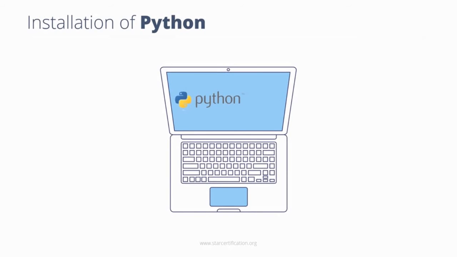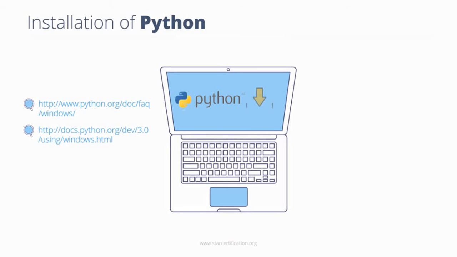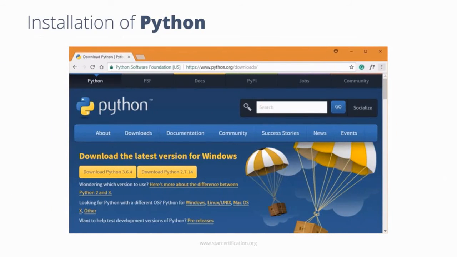Before using Python, you must install it on your system. You can read the instructions for installation available on the websites. The URL of the websites are listed on the screen. Once you have gone through the instructions, you can download and install Python on your Windows machine. You will get the latest version of Python on the official website displayed on the screen. Download the installation file and install Python on your machine by following the instructions.